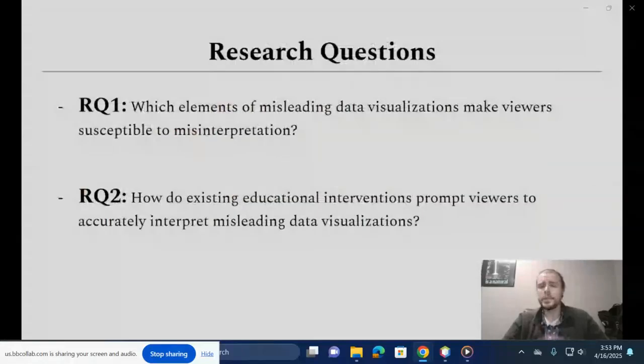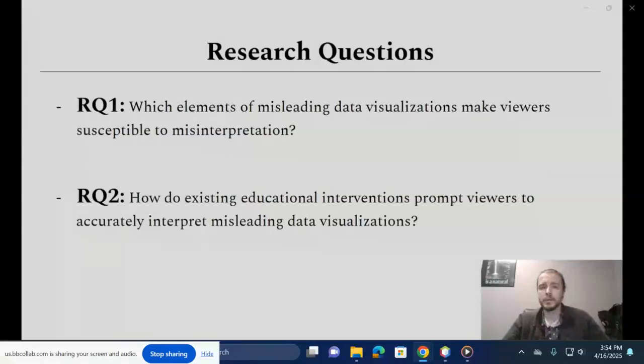Research questions for this paper: which elements of misleading data visualizations make viewers susceptible to misinterpretation? So what parts of graphs being messed up lead people to misinterpret the message? And research question 2, how do existing educational interventions prompt viewers to accurately interpret misleading data visualizations? What evidence-driven practices are there for training viewers to combat misinformation or misleading visuals?